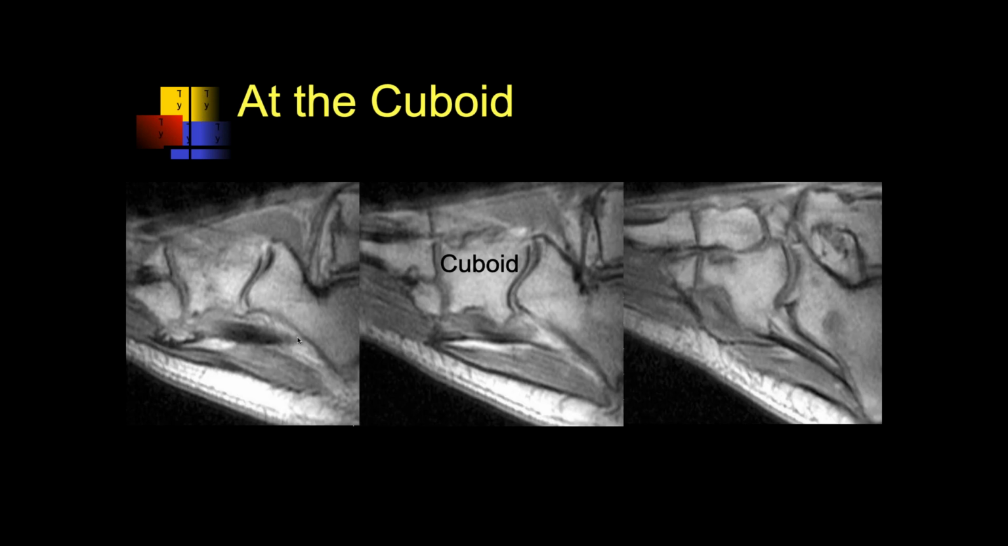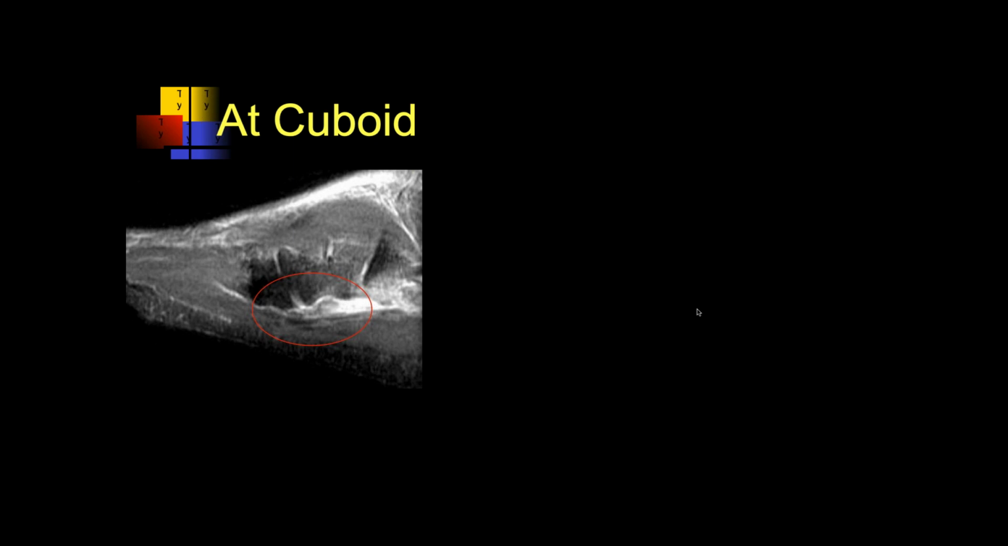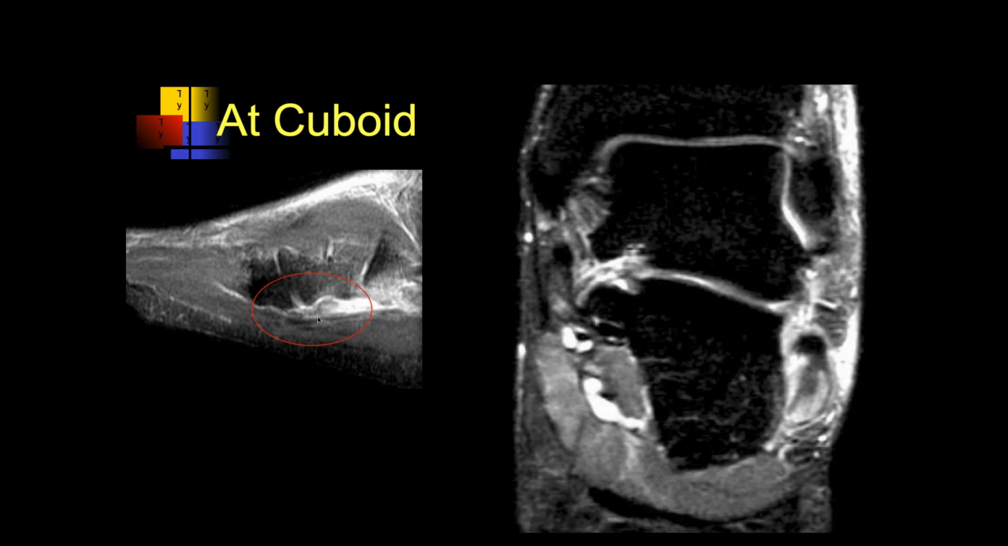And here, this is proximal to the cuboid. There's the cuboid. If we're at the level of the cuboid, we're starting to get increased signal intensity, and it goes around the cuboid on the plantar aspect. We can see a lot of increased signal intensity. Again, tendinopathy at the level of the cuboid. And again, here we can see a lot of increased signal intensity within the longus tendon at the level of the cuboid, and a lot of tendinopathy.